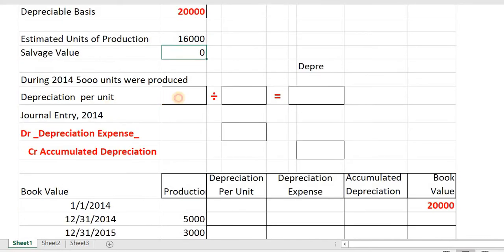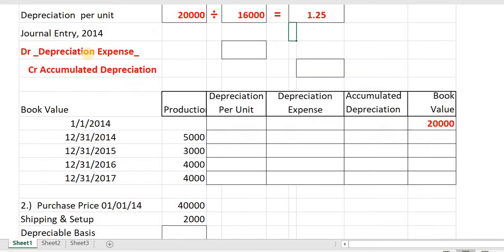So what's our depreciation per unit? We've got $20,000 cost divided by 16,000 estimated units of production gives us $1.25 per unit depreciation.